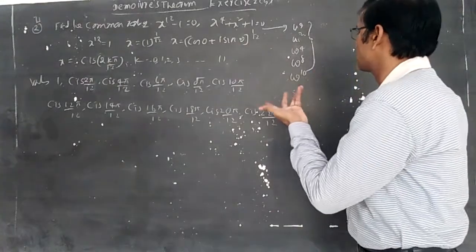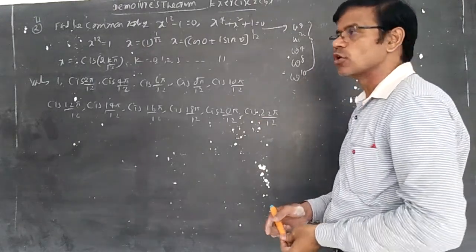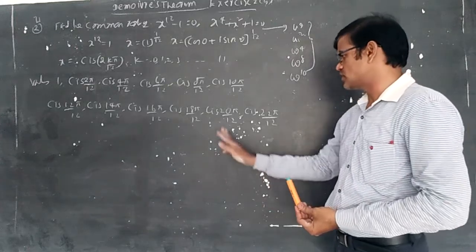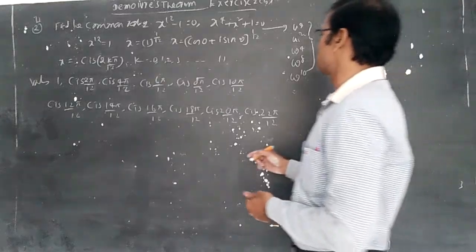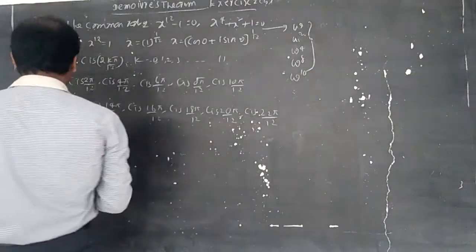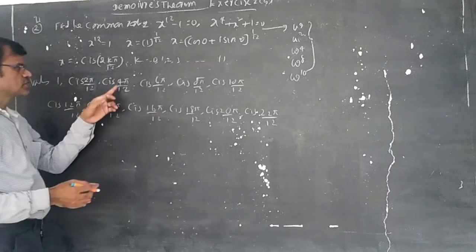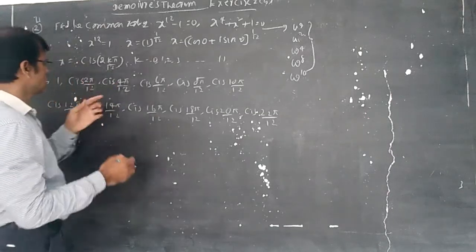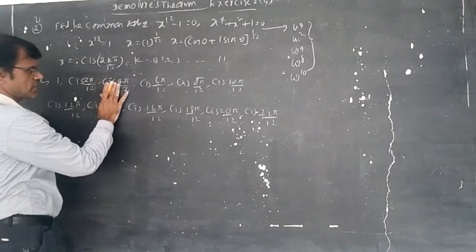Next, omega power 10 means cos 2 pi by 3 whole power 10, so cos 20 pi by 3. Until here it is 20 pi by 12, until here it is okay. So for the common roots, you can understand what is the value of omega. Omega means cos 2 pi by 3 meaning here, it is not correct.